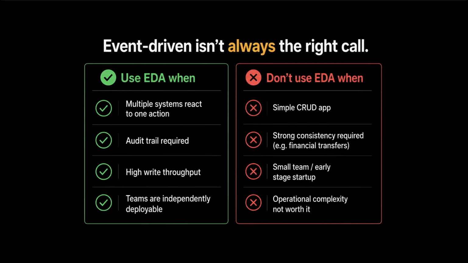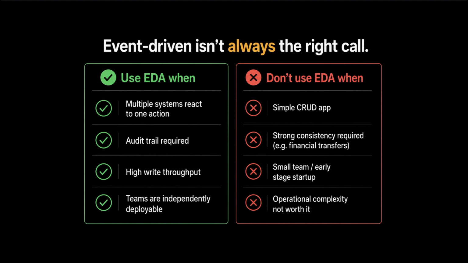So when should you actually use all of this? And when is it overkill? Here's the honest take on this. Event-driven architecture adds real operational complexity. So before you adopt it, ask yourself a few questions. Do multiple downstream services react to the same business event? Are you in a regulated industry that needs a full audit log? And do you have high write throughput that a single synchronous path just couldn't handle? If the answer to those is yes, EDA really pays for itself.